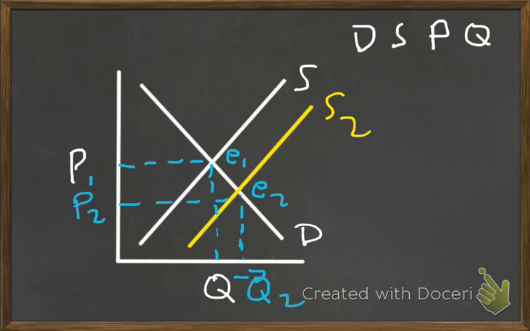So my final answer for my analysis, if I write down DSPQ in the upper right, demand did not change, so I put a 0. Supply increased, so I put a plus, and then I can see that price decreased and quantity increased.